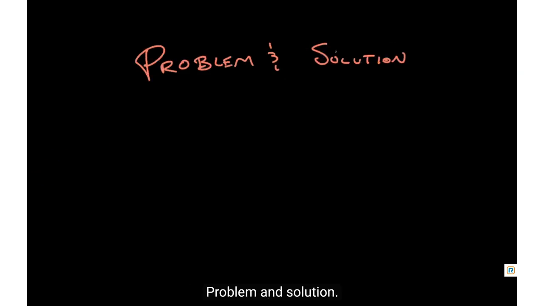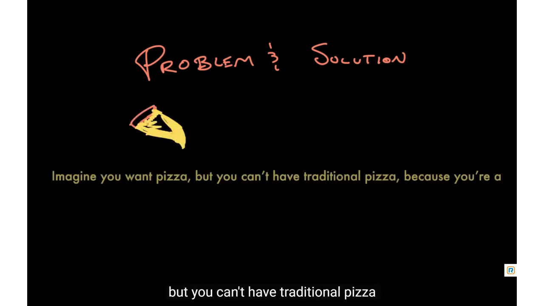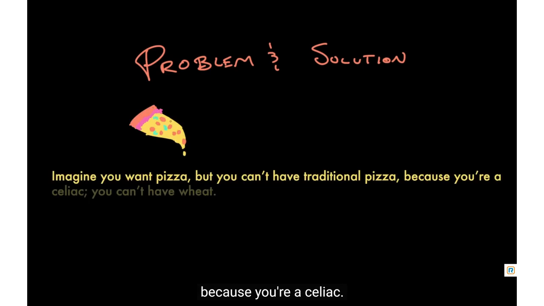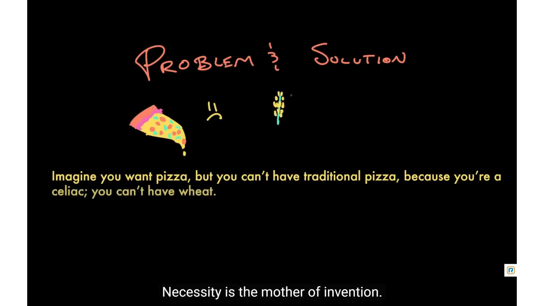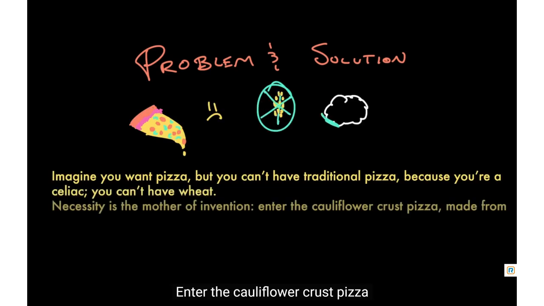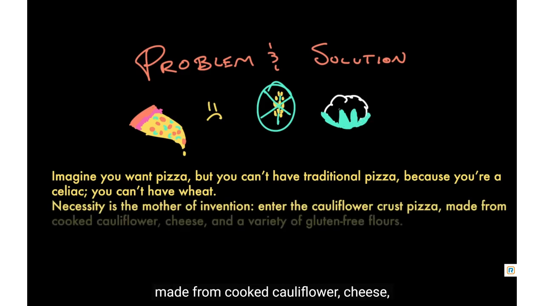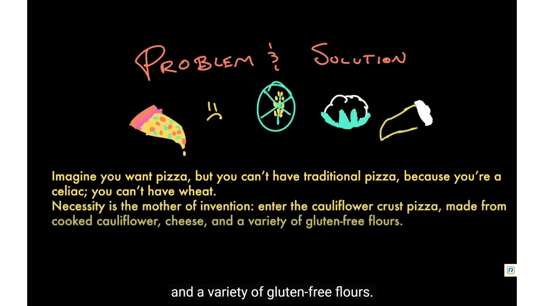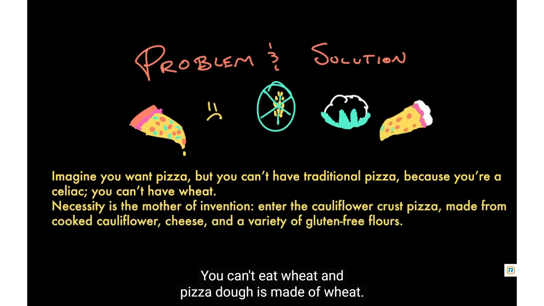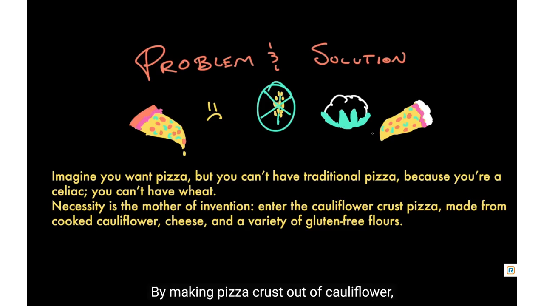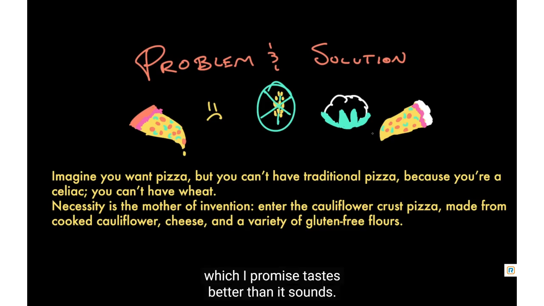Problem and solution. In this kind of text structure, the author describes a problem and then explains how that problem was solved. So imagine you want pizza, but you can't have traditional pizza because you're a celiac. You can't have wheat. Necessity is the mother of invention. Enter the cauliflower crust pizza made from cooked cauliflower, cheese, and a variety of gluten-free flours. All right, so what was the problem? You can't eat wheat, and pizza dough is made of wheat. How do you solve that problem? By making pizza crust out of cauliflower, which I promise tastes better than it sounds.